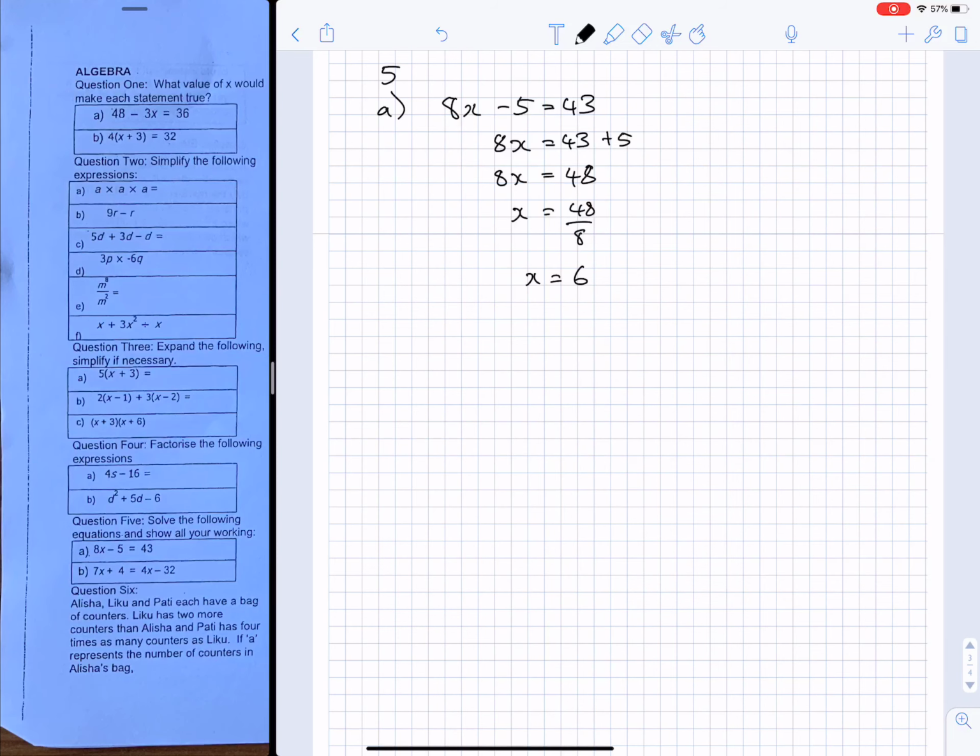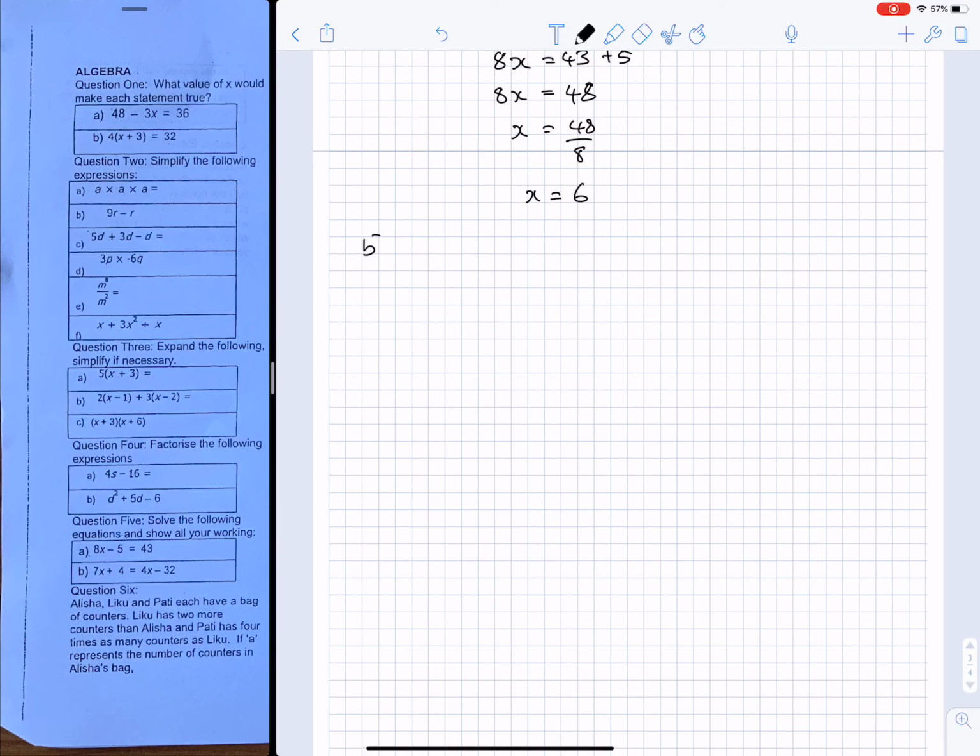And B says 7x plus 4 equals 4x minus 32. So take all the x's to the one side. Negative 32 minus 4, so 3x equals negative 36. x equals negative 36 divided by 3. x equals negative 12.